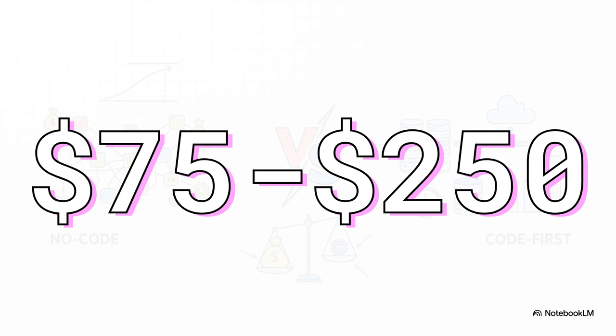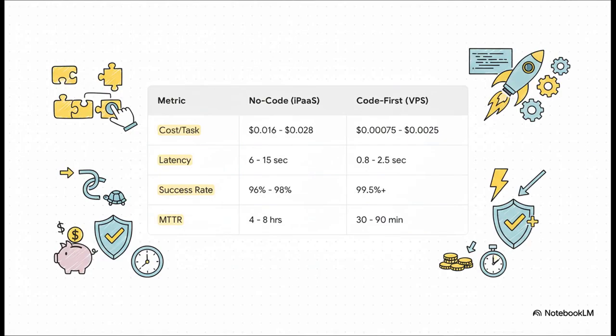It's wild. And this table right here shows you it's not just about the money. Let's really walk through this. Your cost per task plummets by over 90%. That's just pure profit going right back into your business.